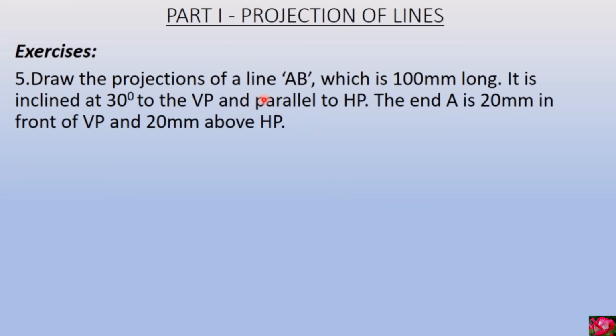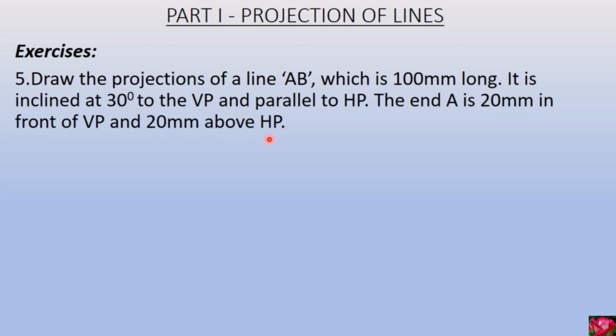So this is question number 5. Draw the projections of a line AB which is 100 mm long. It is inclined at 30 degree to the VP and parallel to HP. The end A is 20 mm in front of VP and 20 mm above HP.